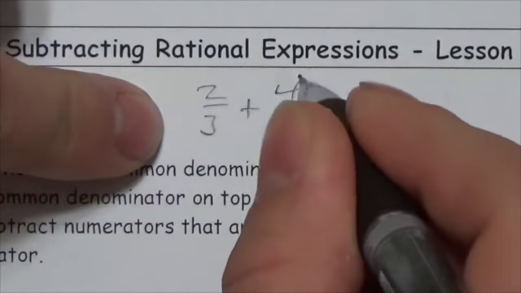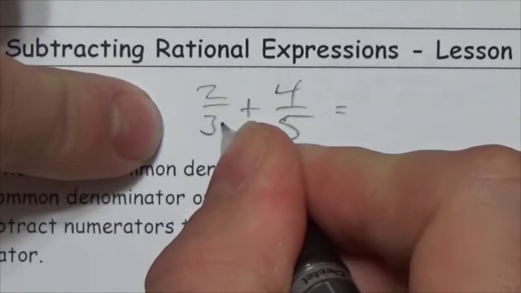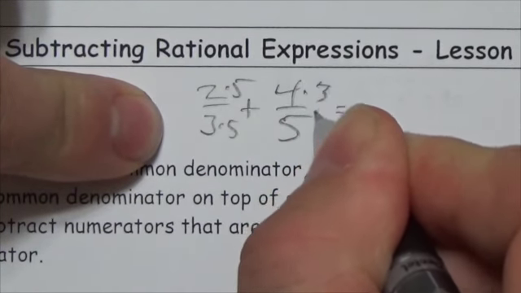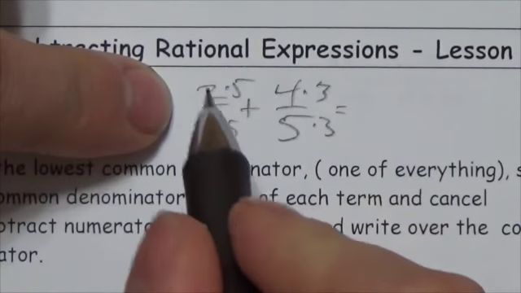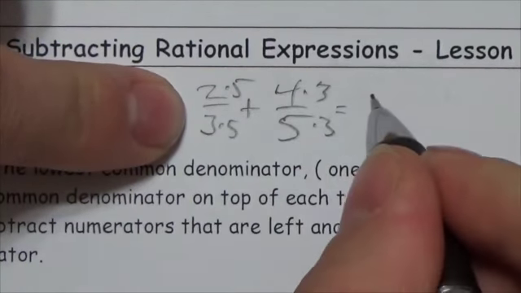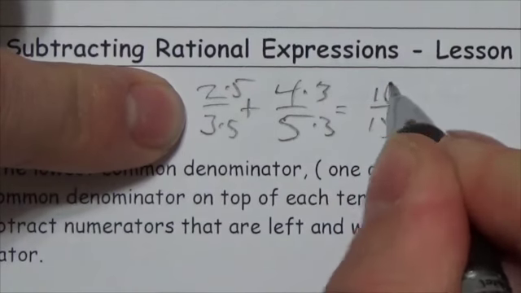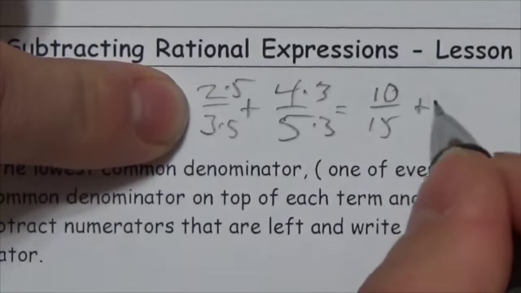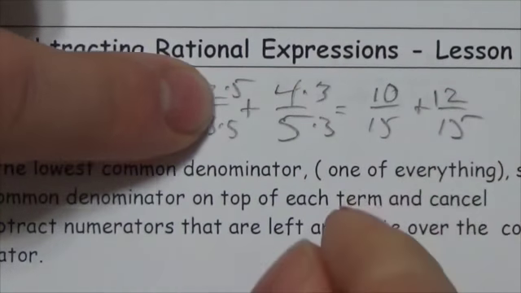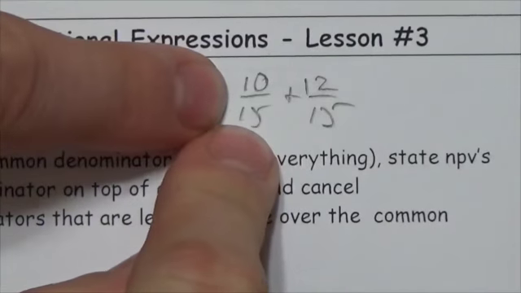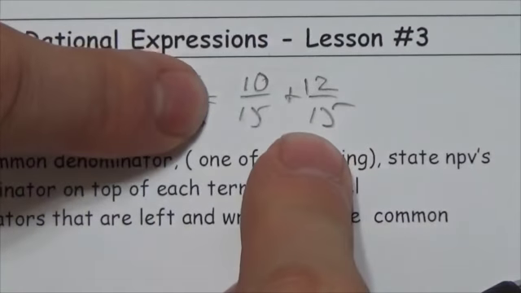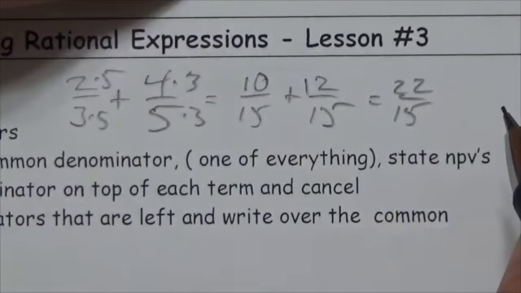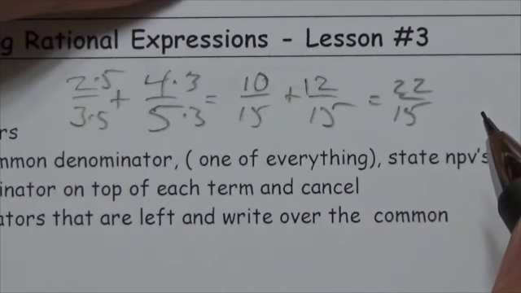And I can do that as long as I multiply the numerator and denominator by the same thing. So if I multiply this by 5 and by 5, multiply this by 3 and by 3, 2/3 is really the same as 10/15. 4/5 is really the same as 12/15. So now I've got 10/15 and 12/15. Altogether, that's 22/15. Does that make sense?